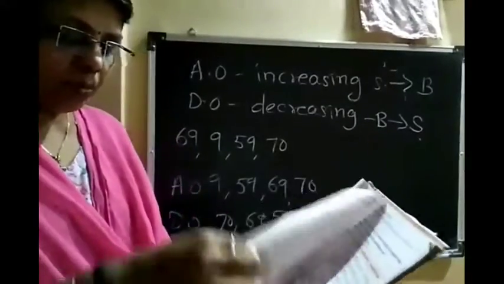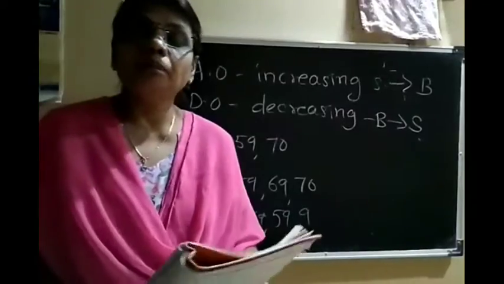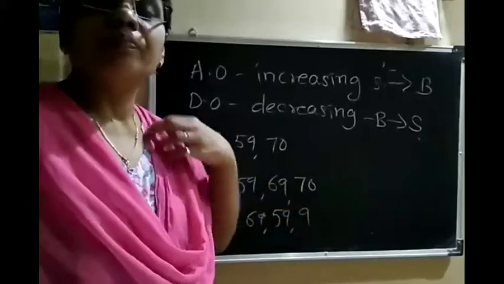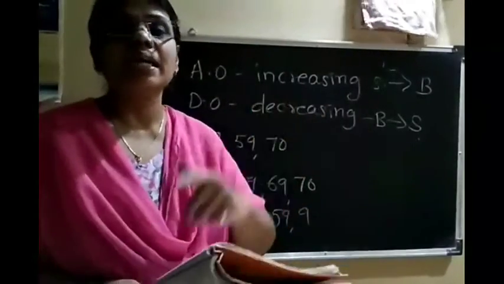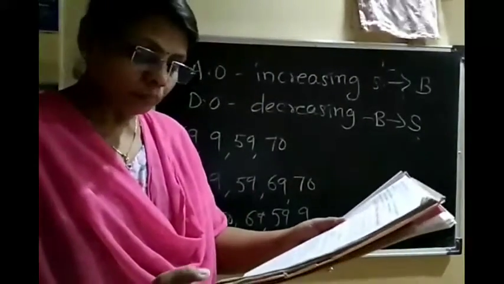So page number 19 you will open, and on page 20 you will see many numbers are there. You can solve them in the same way, same procedure. Increasing, ascending order, decreasing, descending order. So now we will move to page number 21.